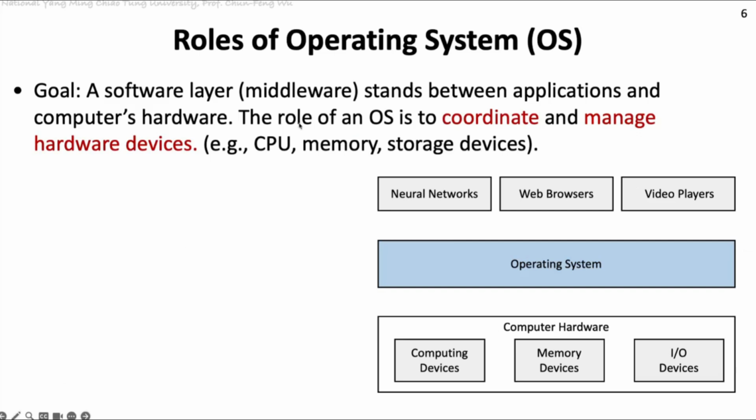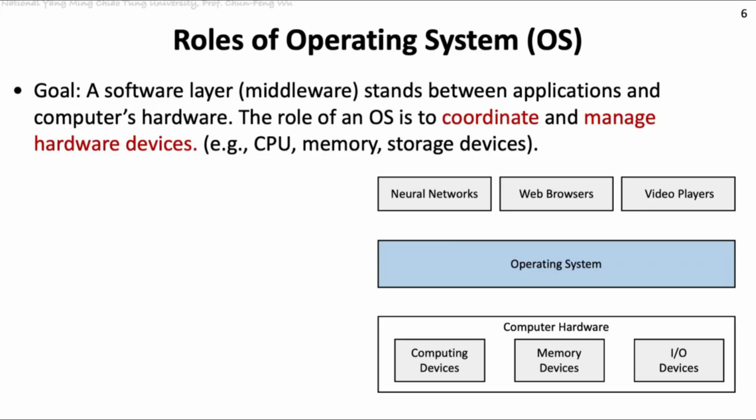You can think of the process scheduler as managing the processes and the CPU resource. The memory manager manages the memory resource for different processes. And the file system and block layer manage the storage device between processes. The figure here shows applications, the operating system, and the computer hardware. The gray box shows different applications, including neural networks, web browsers, and video players. All these things we call applications.